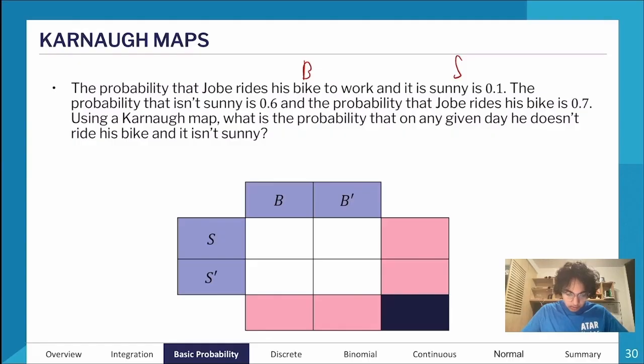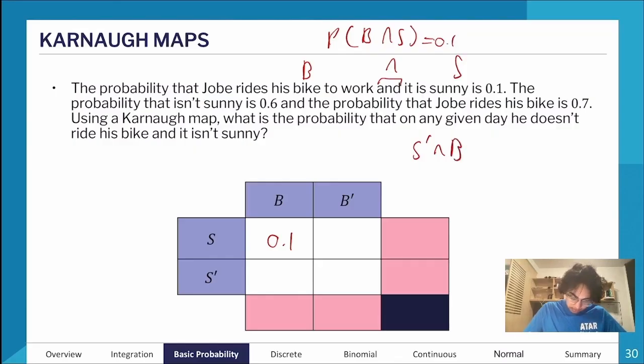And the numbers. So the probability that Joe rides his bike to work and it is sunny, that's the intersection event, B intersection S is equal to 0.1. So I'm going to write 0.1 in my table. The probability that it isn't sunny and Joe rides his bike, so S complement intersection B, is 0.7. So 0.7 here. Using a Karnaugh map, what is the probability that on any given day he doesn't ride his bike and it isn't sunny?